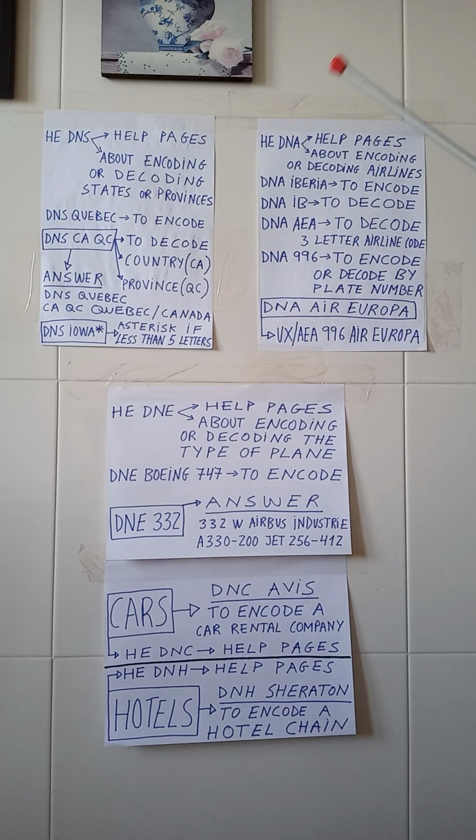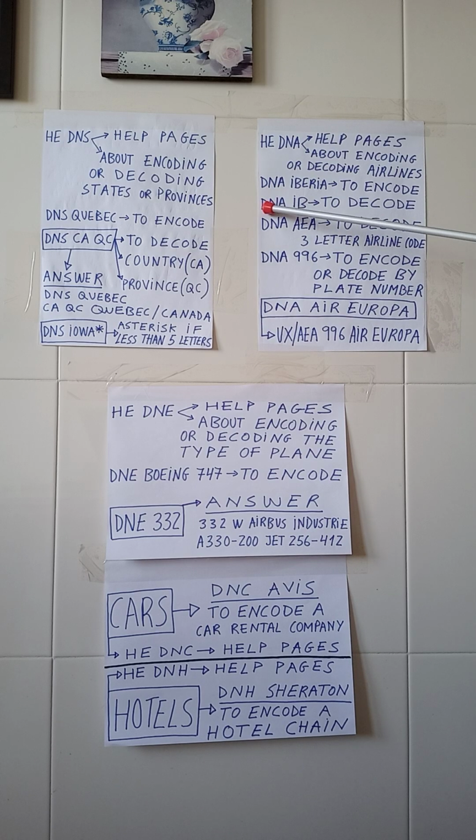On the second page, we see DNA. DNA is used to access help pages on how to encode or decode airlines. DNA Iberia is used to code an airline called Iberia.